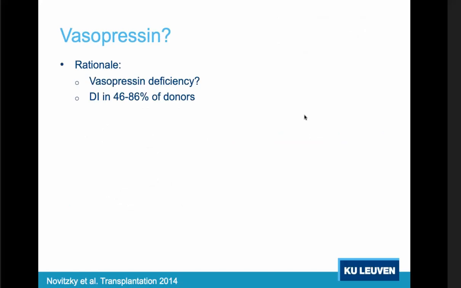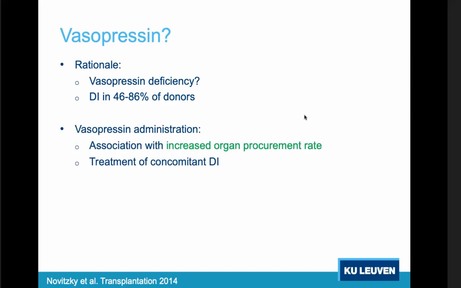Vasopressin has also been suggested as an alternative vasopressor. There's some rationale to administer it. There may be a vasopressin deficiency. A considerable number of patients develop diabetes insipidus after brain death. And in observational studies, the administration of vasopressin has been associated with an increased organ procurement rate. So, based on observational studies, one could conclude that vasopressin administration is useful, but the problem is that there are no RCTs to confirm that.